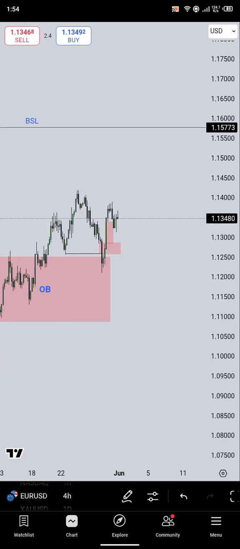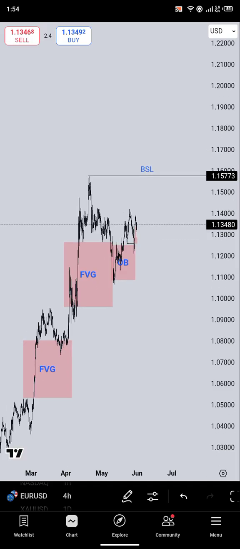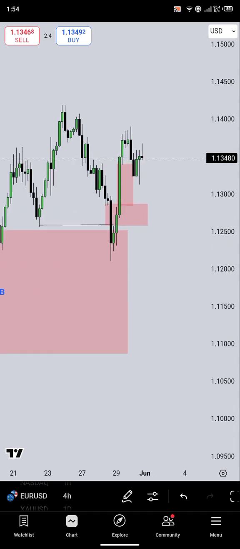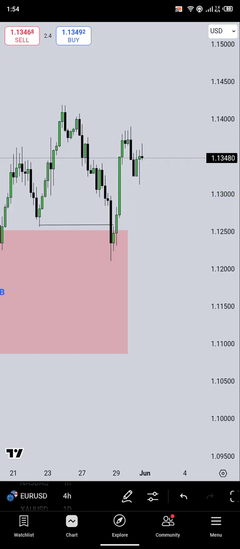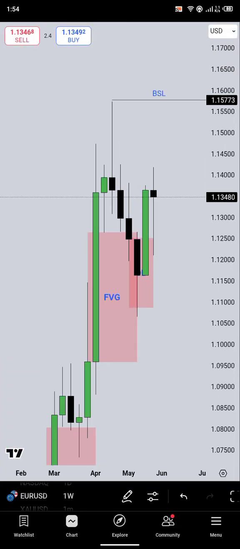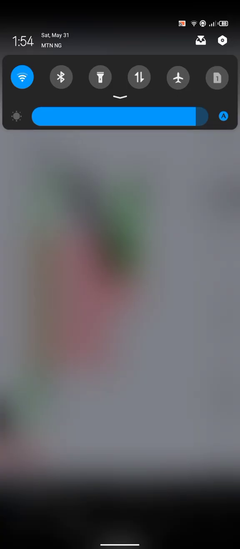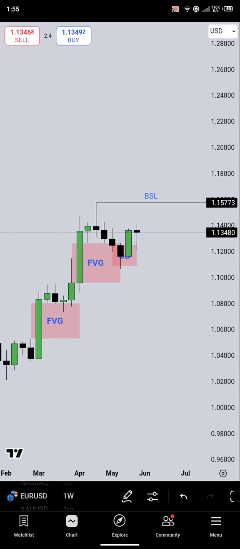We are going to be watching these levels. So that's it. I can take these levels off now. Let me come back to the weekly. So that's my bias for next week. I'm hoping for more buys on Euro USD. That's my bias for next week.